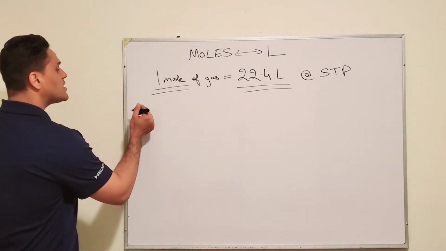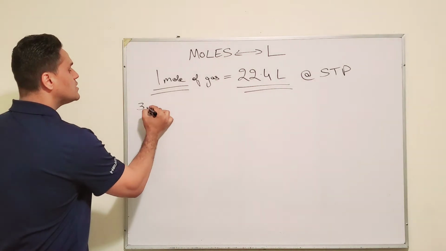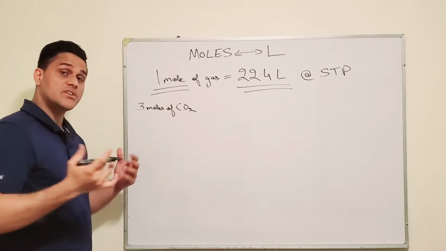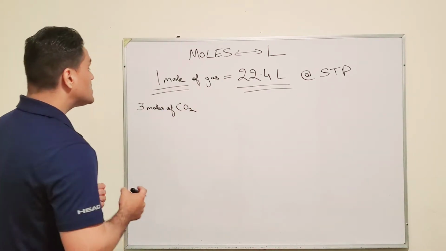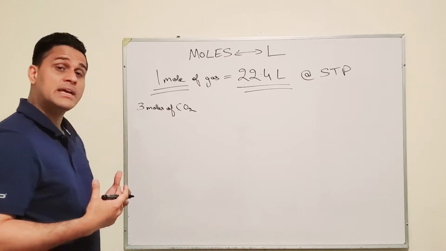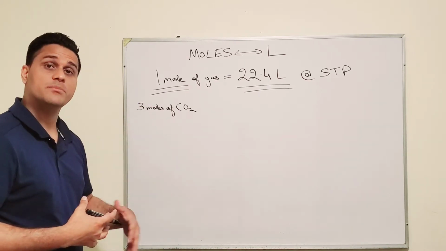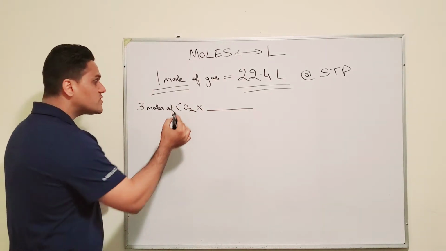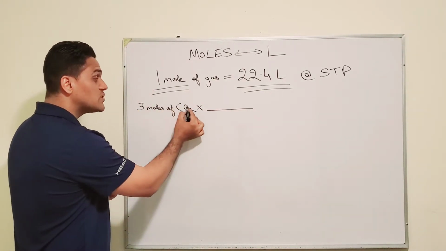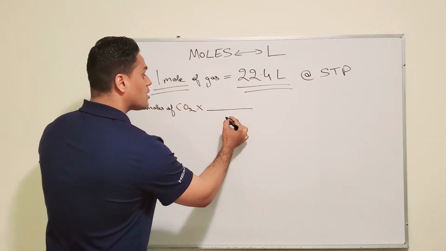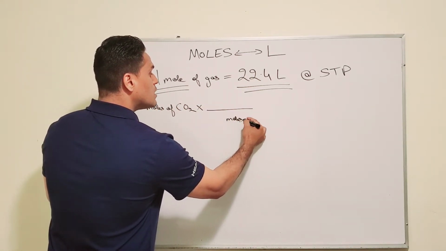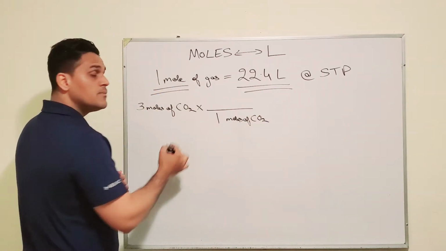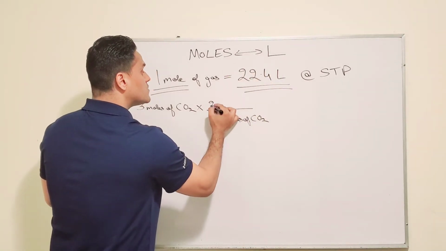So let's start off with a simple example where I tell you we have 3 moles of CO2 and the question is asking you to convert it to liters. Well, CO2 is a gas and let's just assume that all the gases in these questions are going to be at STP. So this is how you're going to change it to liters, folks. Ask yourself, what's the unit at the top? That's moles of CO2. You're going to put the same unit at the bottom. So we'll put moles of CO2 at the bottom. And we know 1 mole of CO2 is going to give you 22.4 liters.